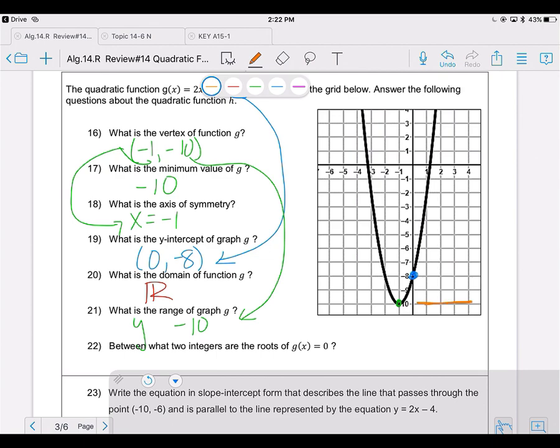My y is down here. My vertex is down at the bottom. And my function goes up from there, so my y's are getting greater.